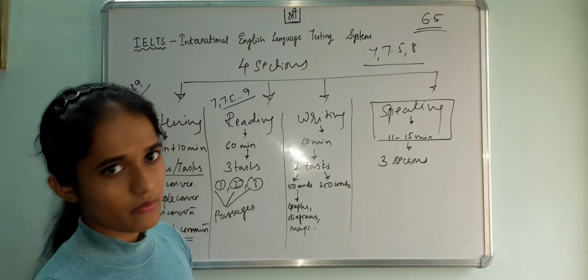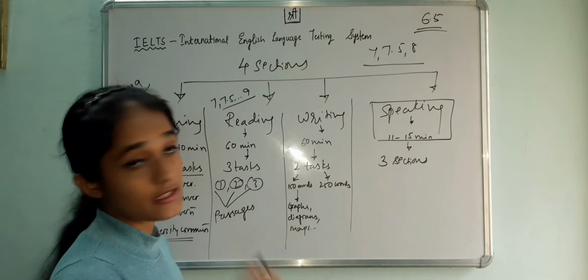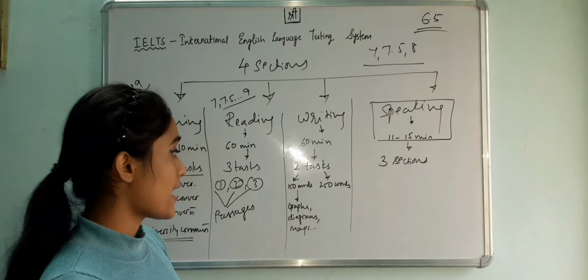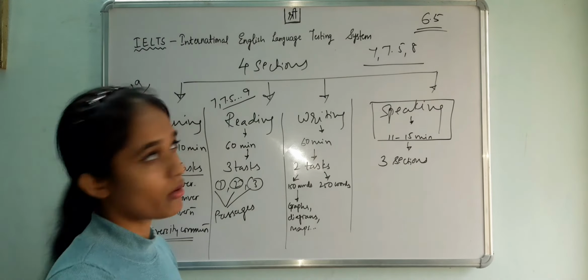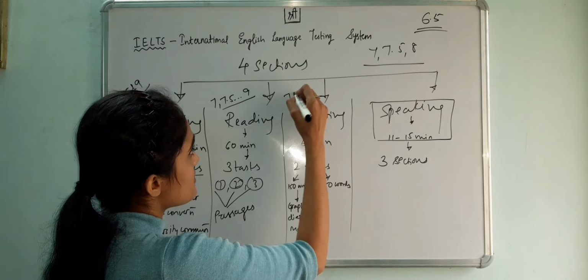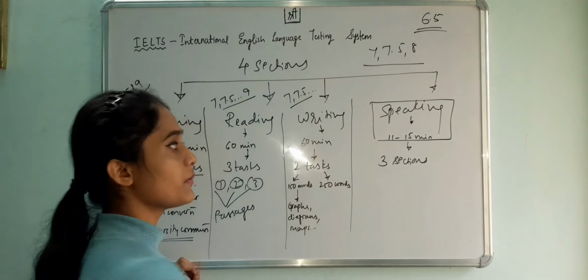In the upcoming videos, I'll be sharing some of the writing tips and the vocabulary required for writing tasks 1 and 2. With the help of this, you can score a very good band, like more than 7, 7.5. So that will be very good.